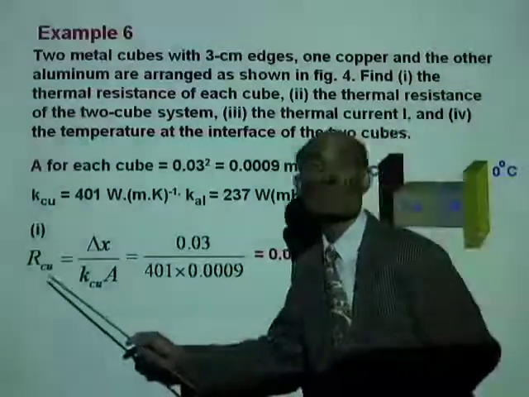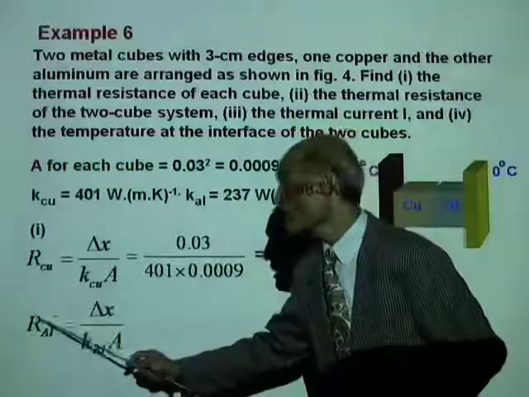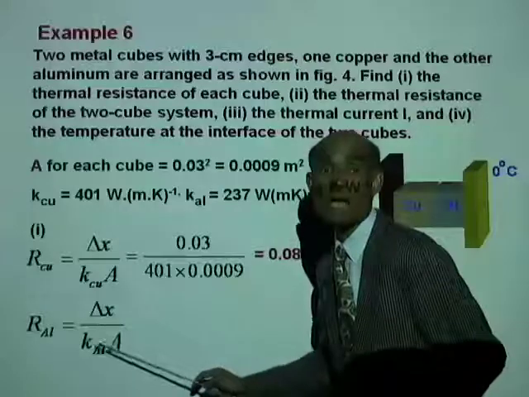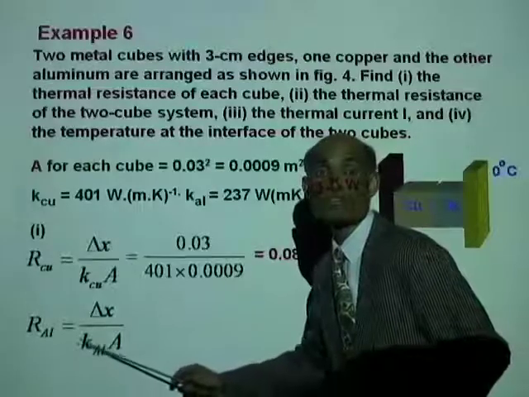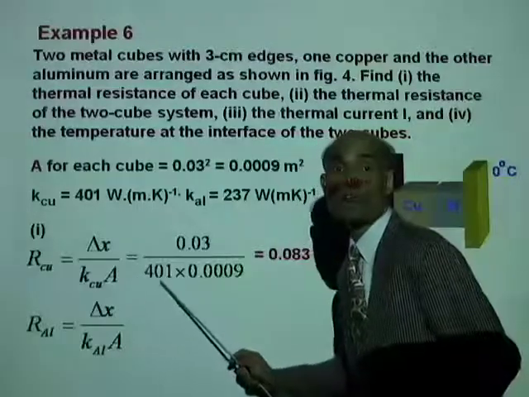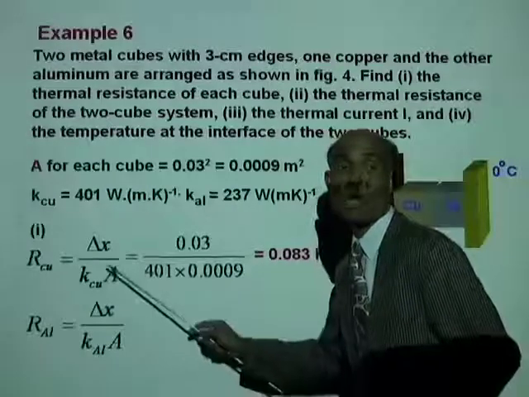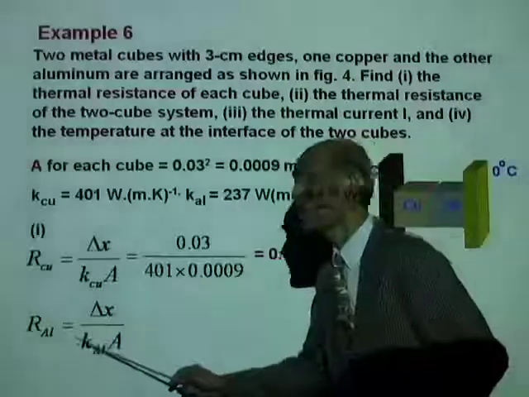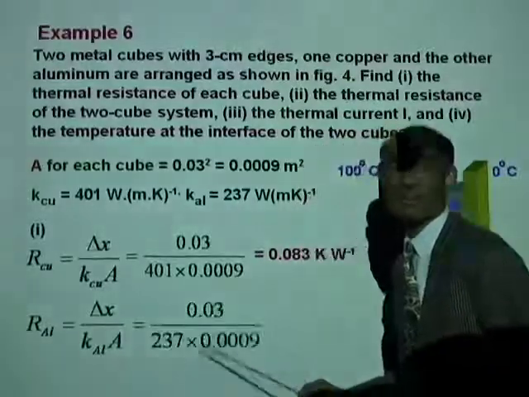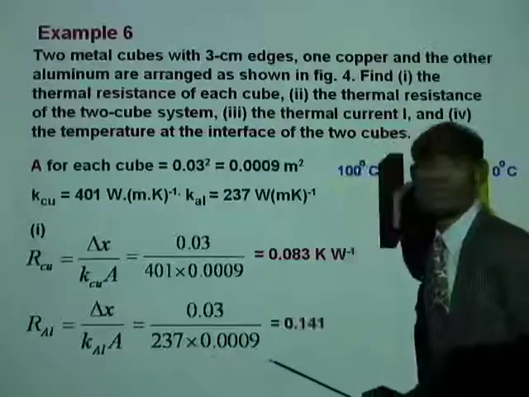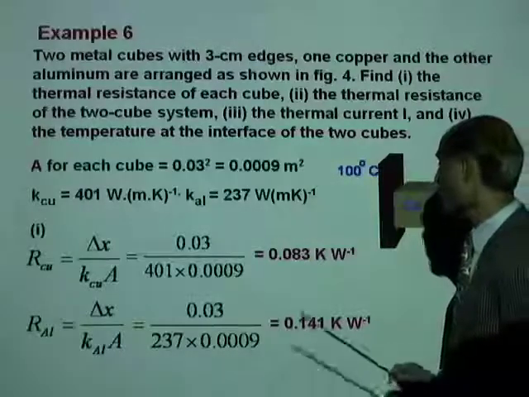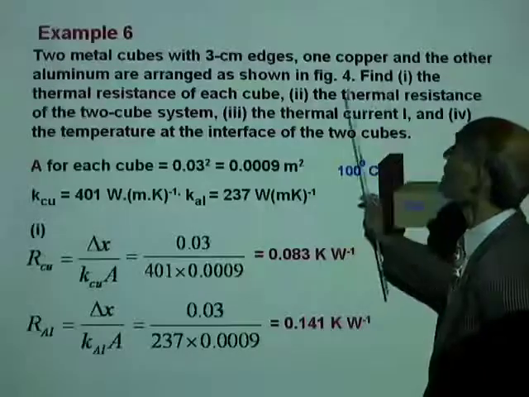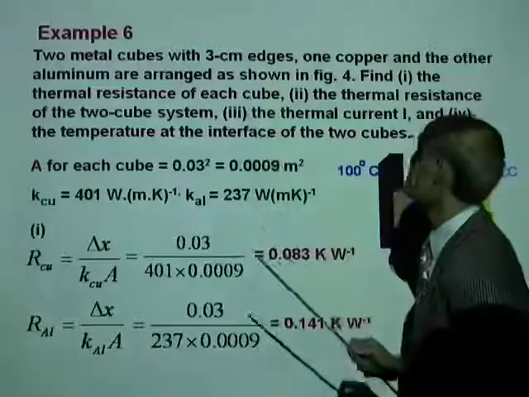Similarly, let's find the thermal resistance of aluminum. R aluminum is delta X divided by K times A. The only difference is, this time, instead of 401 for K copper, we will use 237 for K aluminum. And that will be this number, that is 0.141 Kelvin per watt. So we found the thermal resistance of each cube.